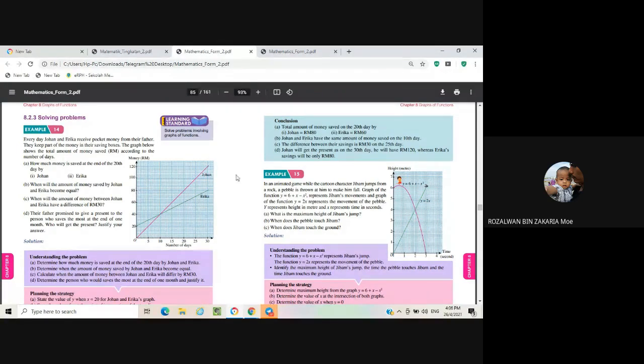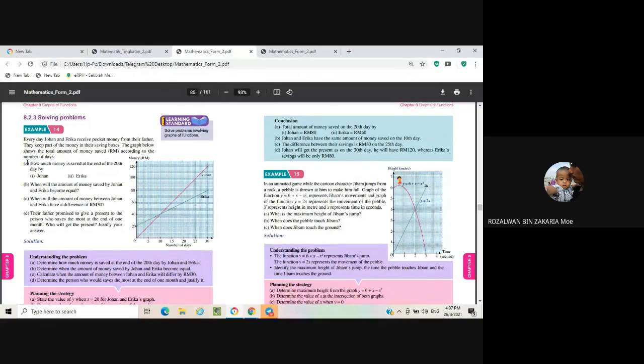That's why the answer here, the total amount of money saved on the 20th day by Johan, is equal to RM 80. You can get the answer from the graph. Then remember, you have to show that, which means you have to draw the dotted straight lines. That's the answer for A1.